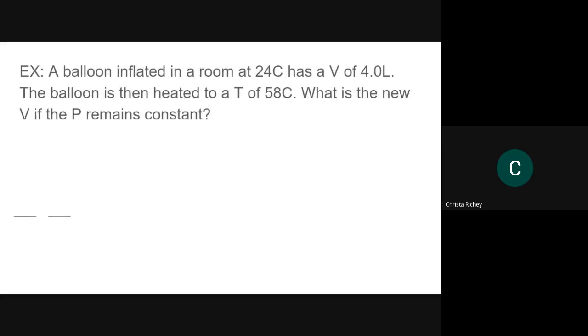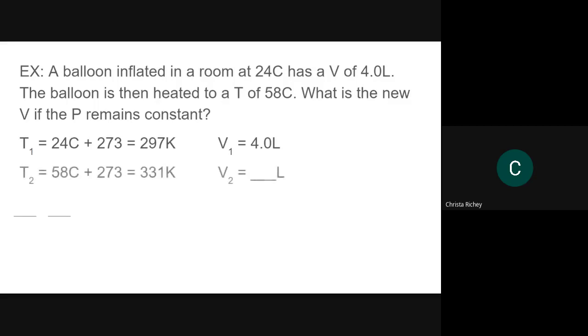Now this one is Charles's law, which is the relationship between temperature and volume. You have to make sure you're in Kelvin. If it's already in Kelvin, awesome. If it's in Celsius, you need to add 273. I'm going to count these as my ones, and I know my T2. What I do not know is my second volume.